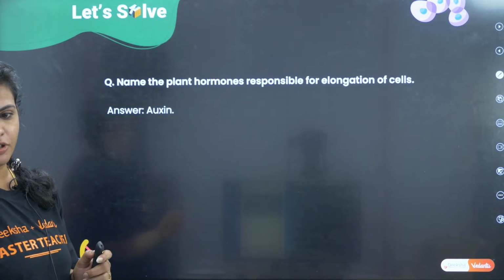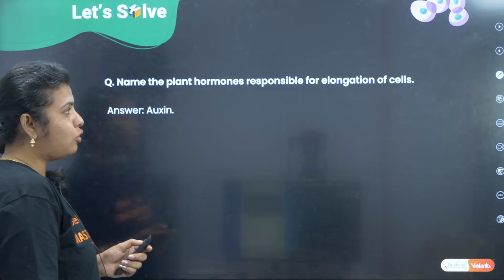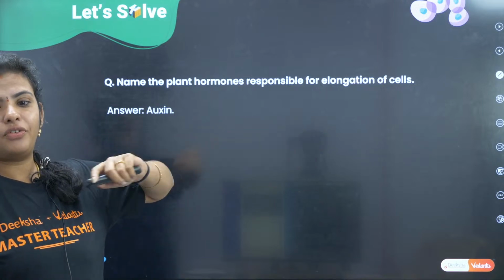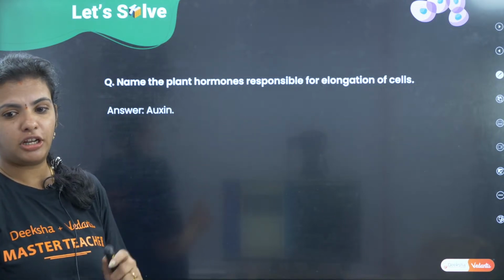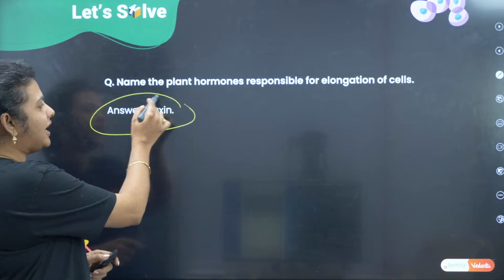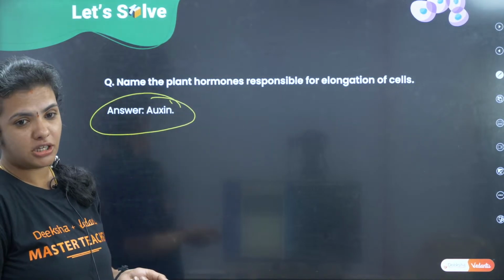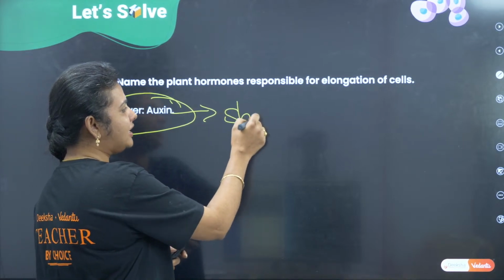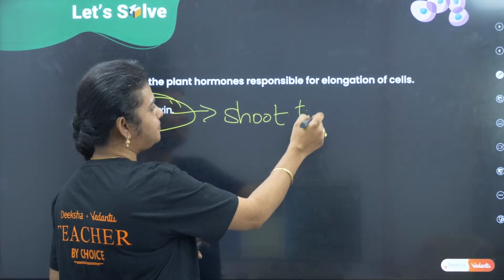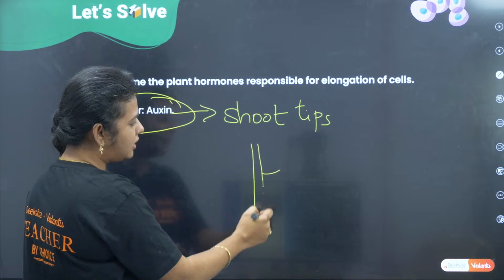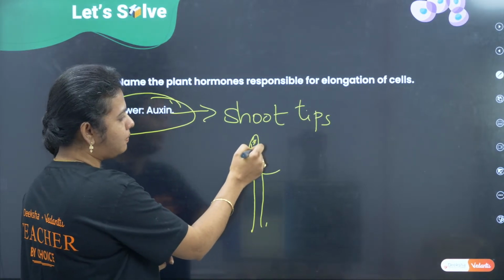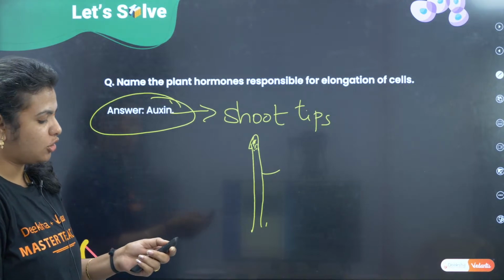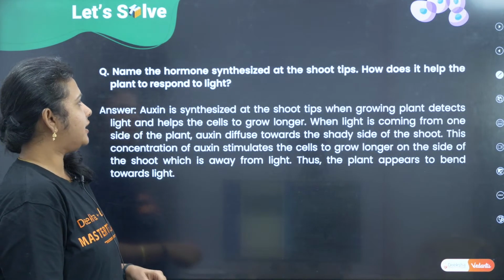All right. Okay. So name the plant hormone responsible for elongation of cells. Which hormone is responsible for elongation of cells? Very simple, direct answer. It is going to be auxin. So where is auxin going to be present? Auxin is going to be present in the shoot tips. Okay. So I have a plant, and here at the tip of the plant I am going to see auxin present. That's a growth promoter. All right.